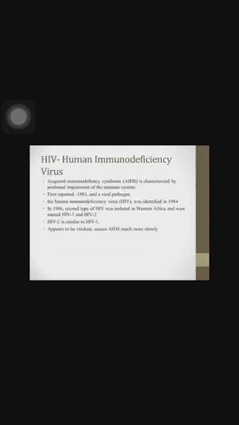HIV, human immunodeficiency virus, also known as acquired immunodeficiency syndrome, is characterized by profound impairment of the immune system. It was first reported in 1981 and it's a viral pathogen. It was first identified in 1984. The second type of HIV was identified in 1986, which was isolated in Western Africa and renamed as HIV-1 and HIV-2. HIV-2 is similar to HIV-1 and it appears to be less virulent, causes AIDS more slowly.